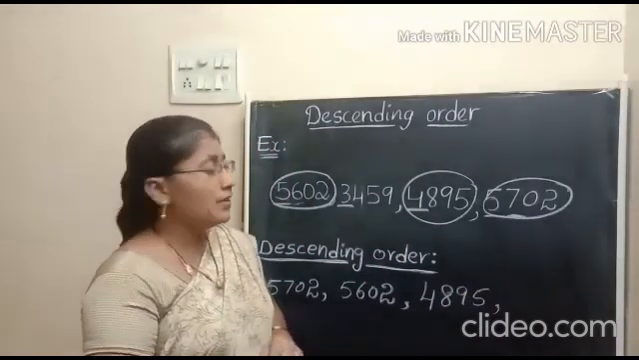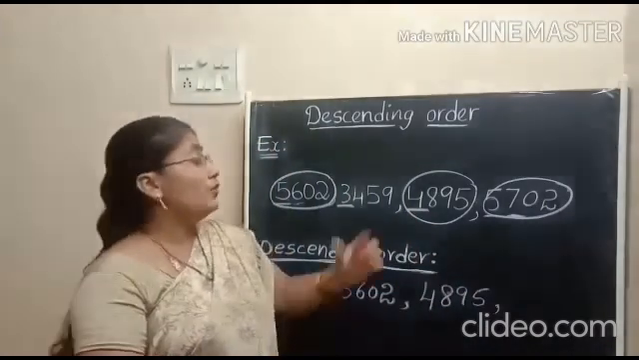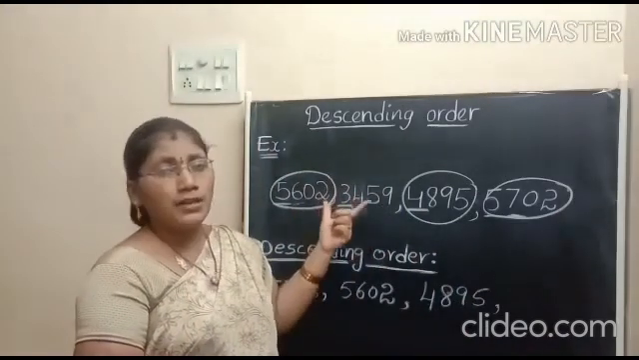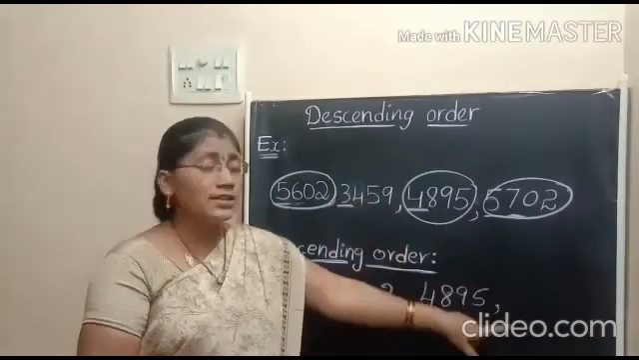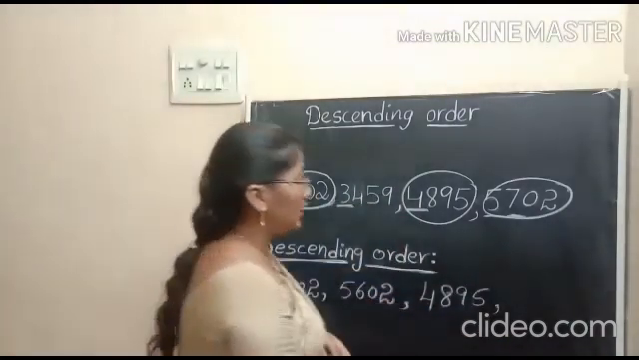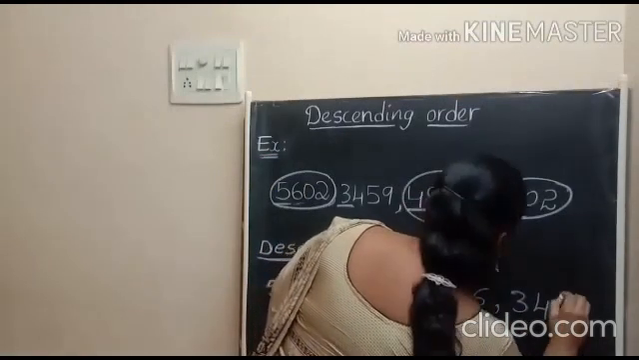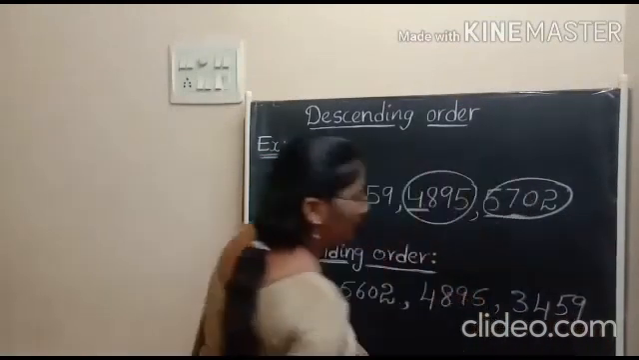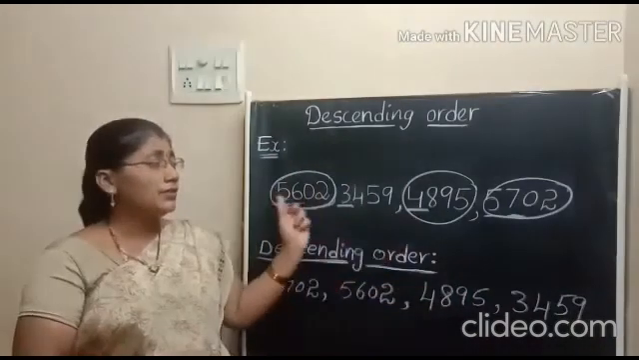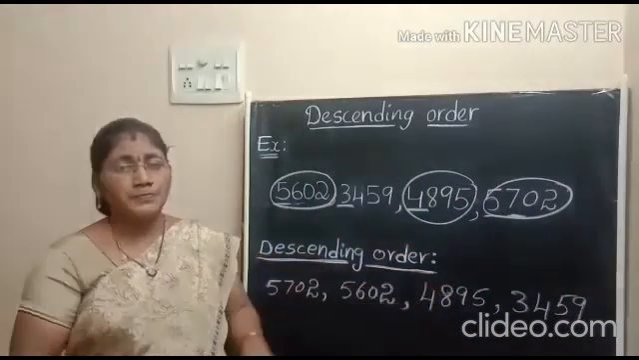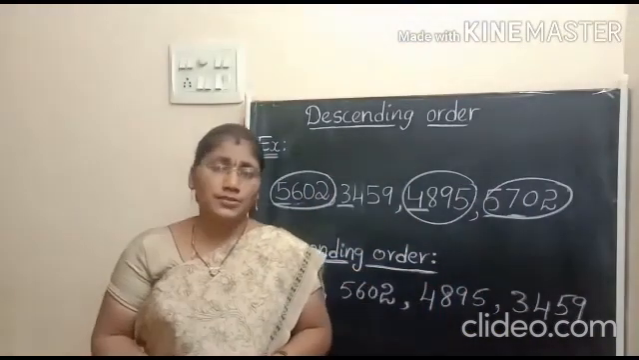Understood, children? After writing this number in the third position of descending order, we have only one number from the given numbers. That must be written at the fourth position of the descending order. 3459. So, this is the descending order for the given numbers. Have you understood, children? I hope you understood.